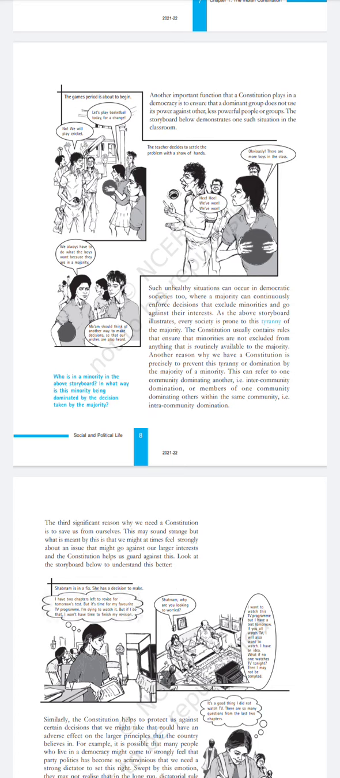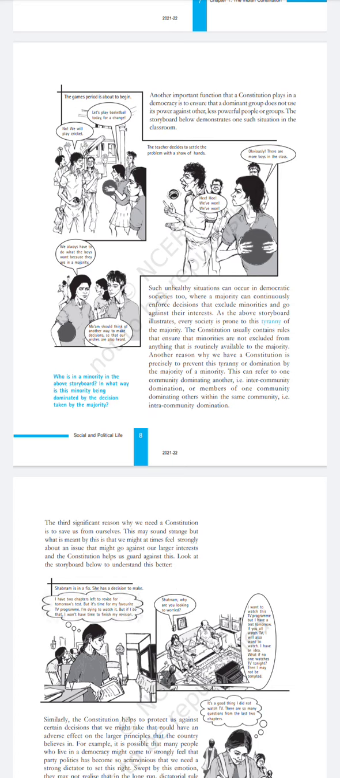Who is in minority in the above storyboard? In what way is this minority being dominated by the decision taken by the majority? Another important function that a constitution plays in a democracy is to ensure that a dominant group does not use its power against other less powerful people or groups. The storyboard below demonstrates one such situation in the classroom. Such unhealthy situations can occur in democratic societies too, where a majority can consciously enforce decisions that exclude minorities and go against their interests. As the above storyboard illustrates, every society is prone to this tyranny of the majority.